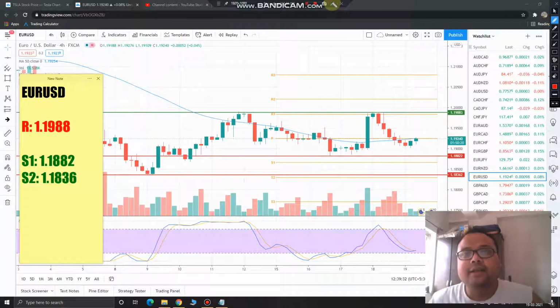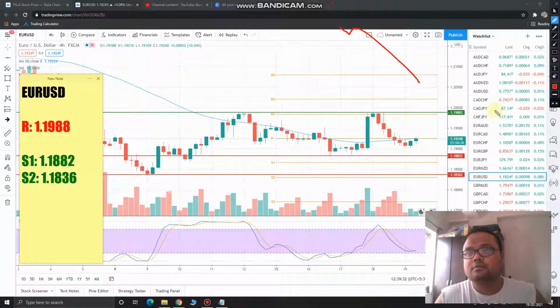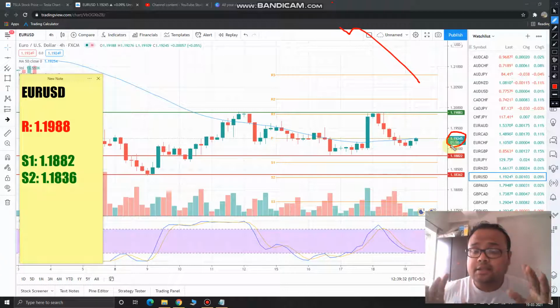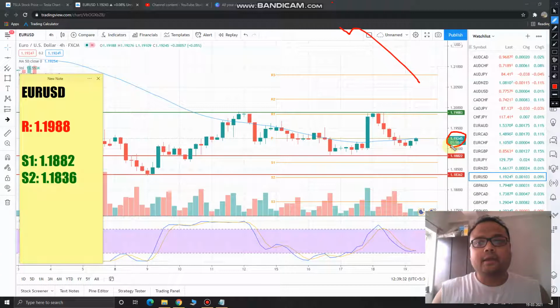Okay, so we can see that right now the current market price is 1.1924. So what should be the strategy then? The strategy is simple. Right now, Euro USD is in a range. In a range bound market, we need to trade on the levels. That's it.